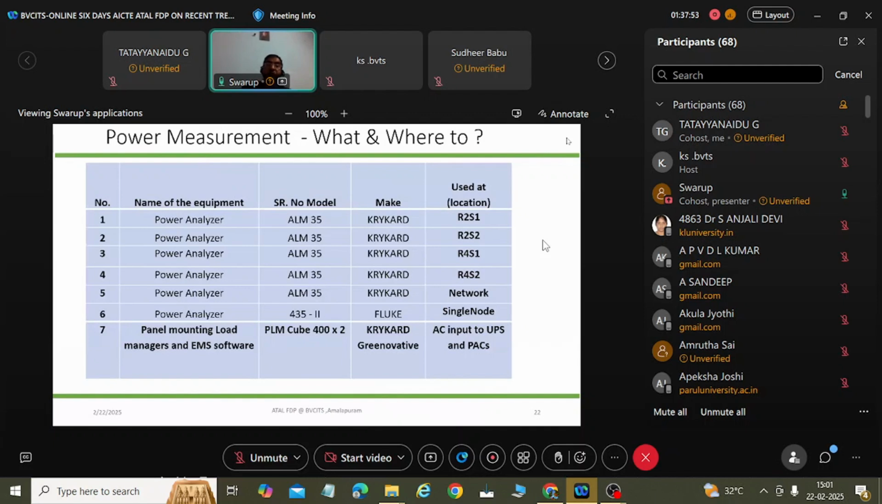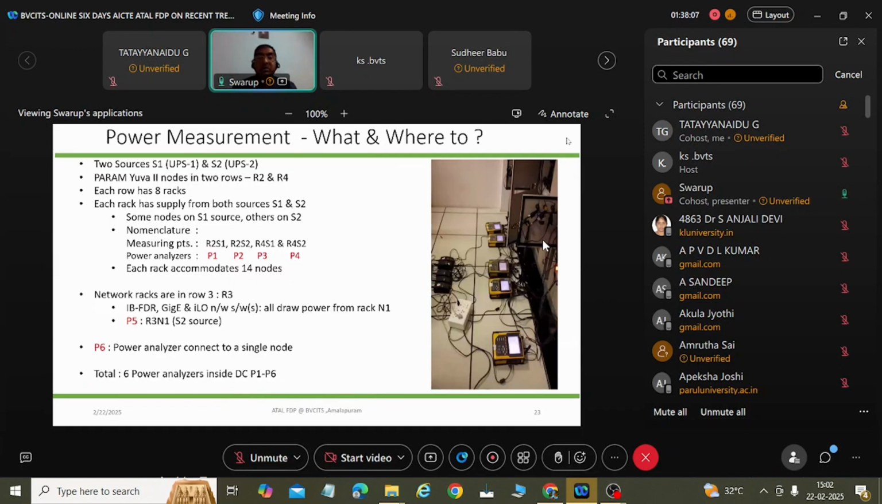And I should also know a lot of other things, like source 1 and source 2 with respect to each of those measurements I am talking about. Now this is how the meters are placed. You can see these are all connected to these power chambers. So I have source 1 and source 2, as I told you, UPS 1 and UPS 2. And nodes are in 2 rows, like R2 and R4. That means if I have 2 rows, each row has source 1 and source 2. That means it is 4 measurements for me.